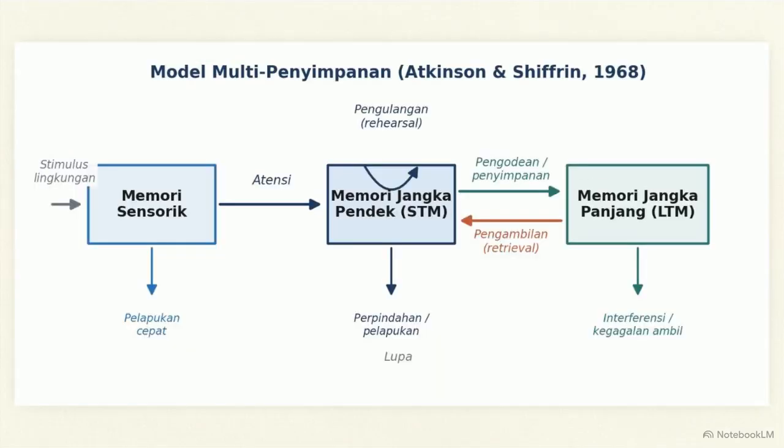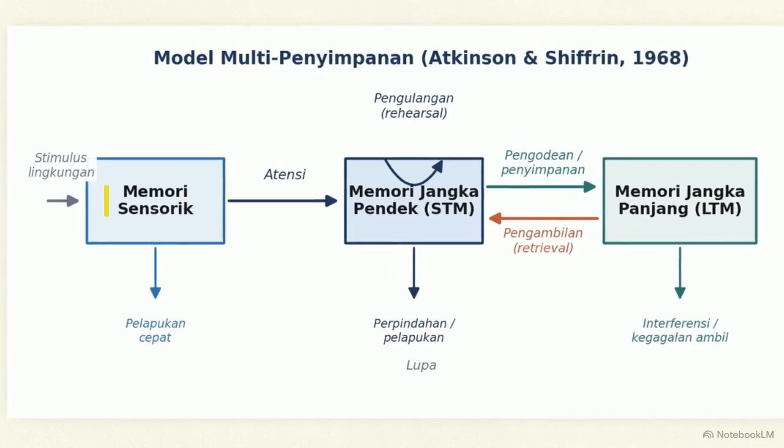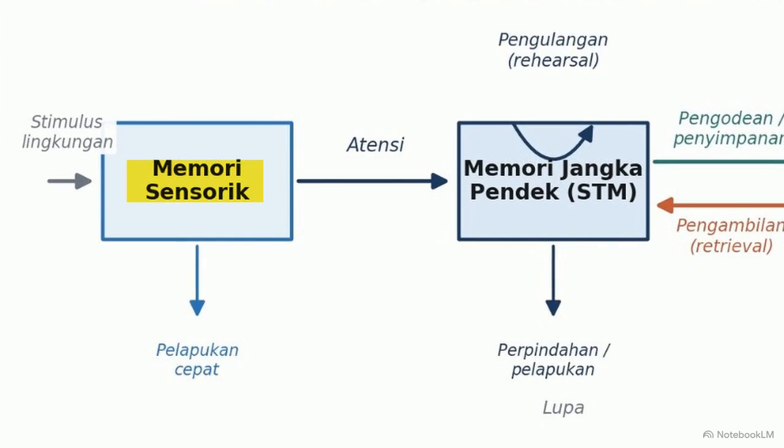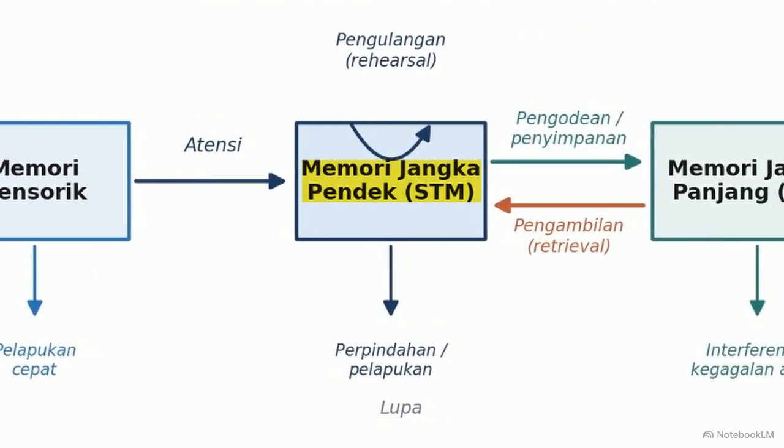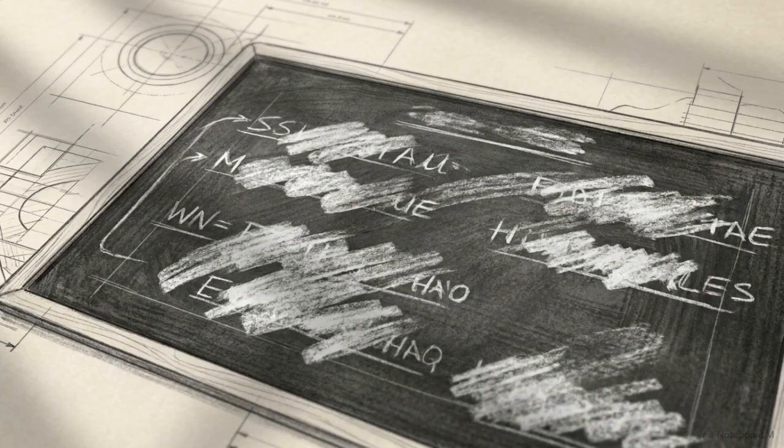To explain this, the 1968 multi-store model was proposed. Information enters sensory memory on the left, holding raw data for a fraction of a second. With attention, it moves to the central box, short-term memory, which is strictly limited to about 7 chunks. Without active rehearsal, those chunks vanish rapidly.